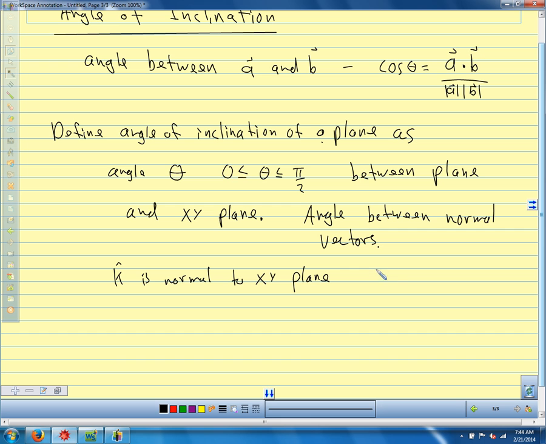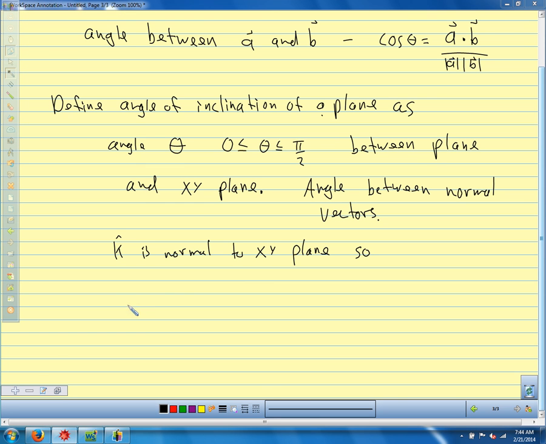So our angle of inclination: cosine theta is going to be the absolute value of n dot k hat over, and what's the magnitude of k hat? 1. So we can just say over the magnitude of n, and n is the normal vector to our plane. We took the absolute value of the dot product to keep our angle between 0 and pi over 2. So this is how we find the angle of inclination of a plane.